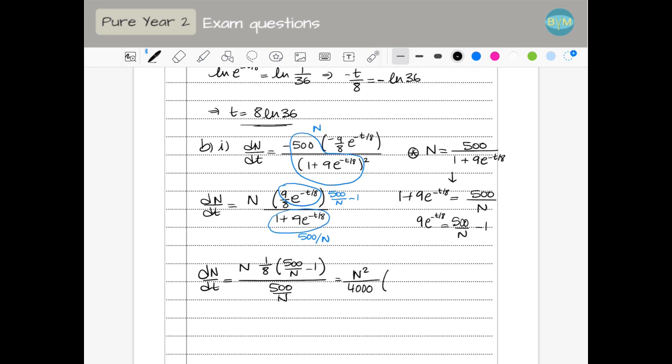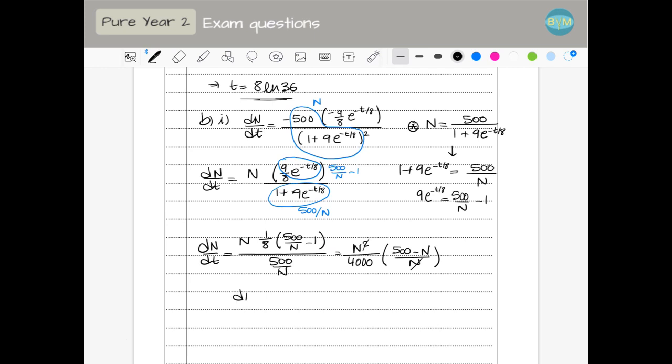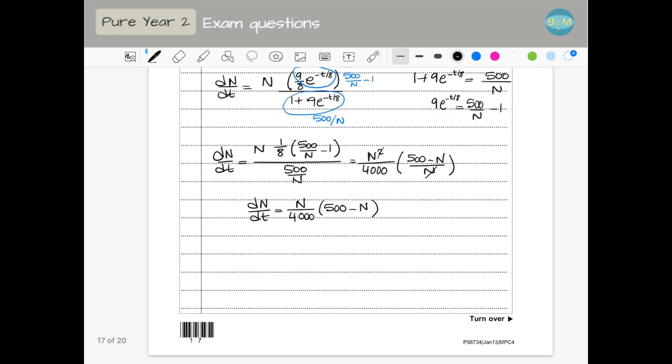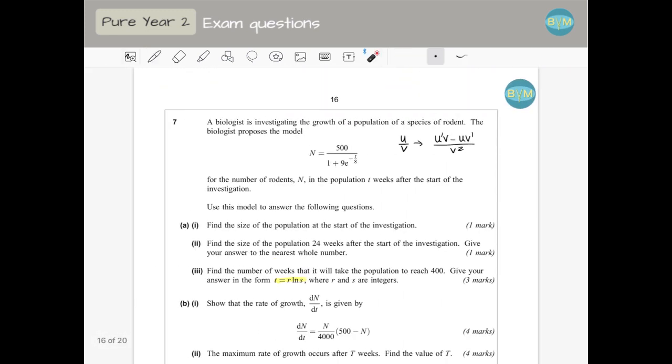So I see that things start to become a bit similar. 500, and I'm going to subtract this fraction, 500 minus n divided by n. I can cancel this n squared, and I have the expression that I needed, which is dn by dt is n over 4,000 times 500 minus n. Yeah, that's the expression that we needed to find.